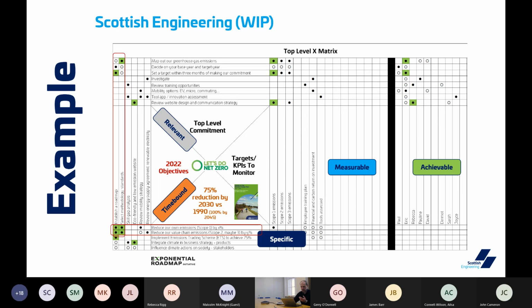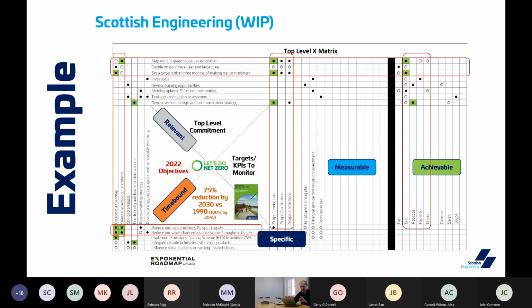And how we're going to do that is by mapping out our greenhouse gas emissions, deciding what our base year and our target year are, and setting a target within 3 months of making a commitment. So once we've made a commitment, then we set a target. So you can see how there are direct connections. The KPI will obviously be scope 1, 2, and 3 emissions. And we've got a team put in place, myself as a leader, and then we've got a support team, and we've got sponsors. So that's what you're looking at.